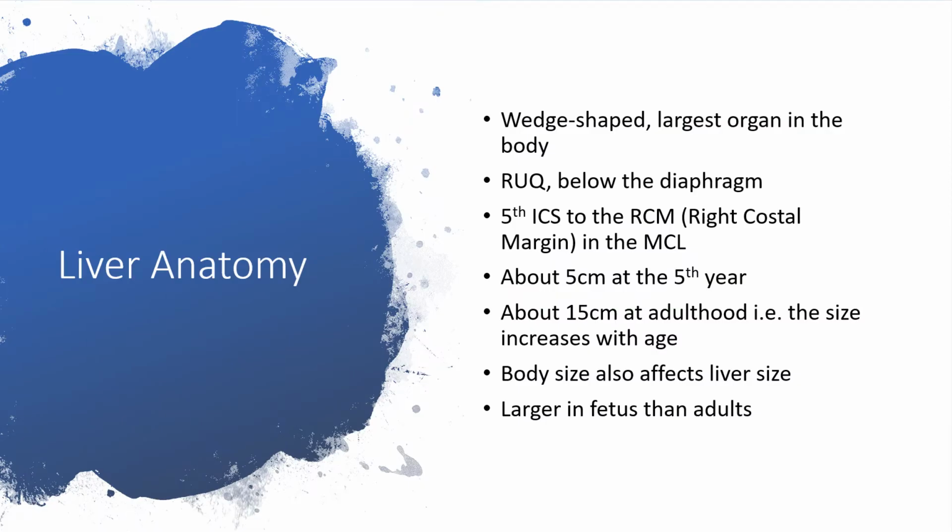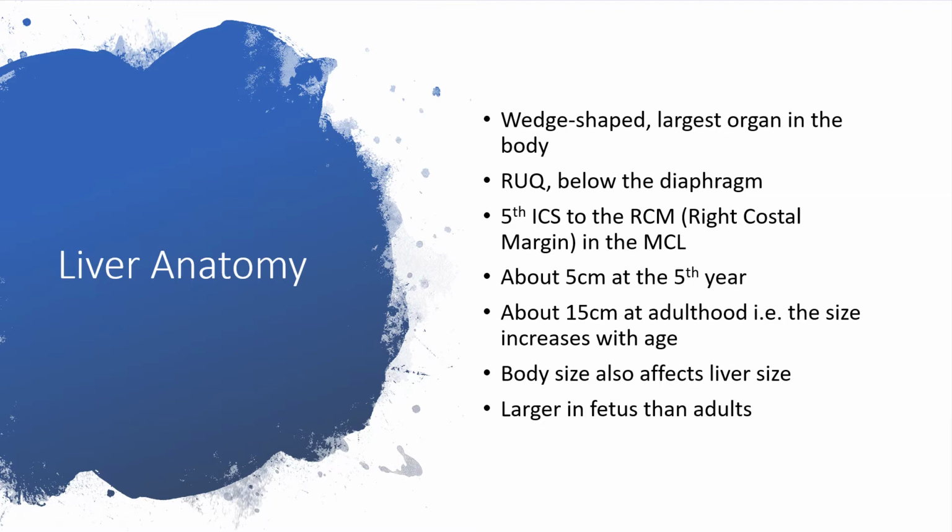The liver anatomy will involve the shape of the liver as being wedge-shaped and of course the largest organ in the body. It is located at right upper quadrant region below the diaphragm. When you trace it from fifth intercostal space to the right costal margin along the midclavicular line, you'll be able to get the liver size. Percussion along that line will give you the clue.